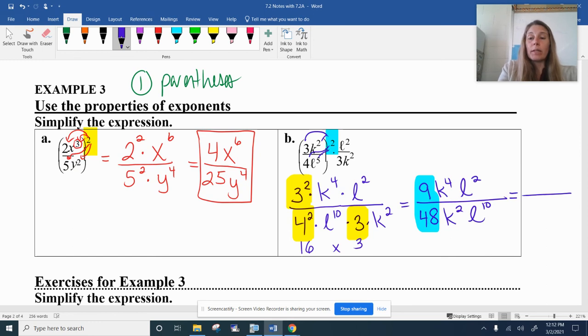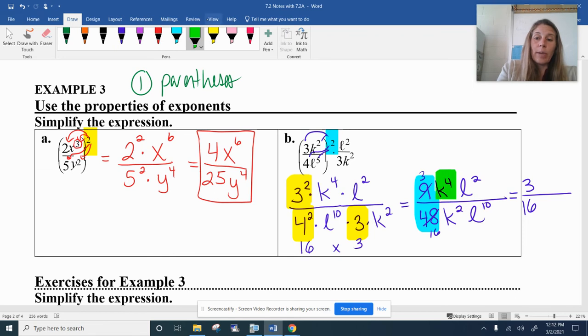So let's think about that. Does 3 go into 48? No, 3 goes into 9. And 3 goes into 48 16 times.